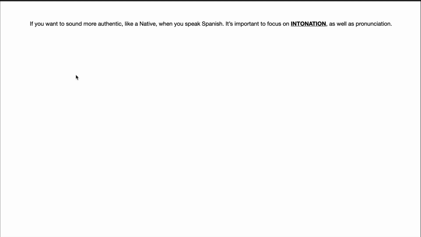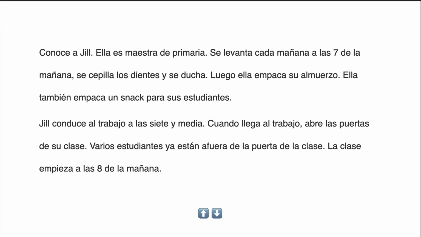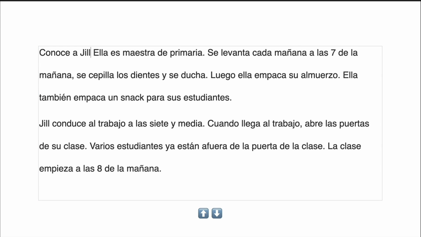But that intonation and those characteristics of pausing and rising with the pitch at the end is what gives the sentence context, and it helps you know that I'm asking a question. The same thing happens in Spanish. And we can look at this first sentence here, which we'll get into the script in a second. But the first sentence is, Conoce a Jill. Meet Jill.